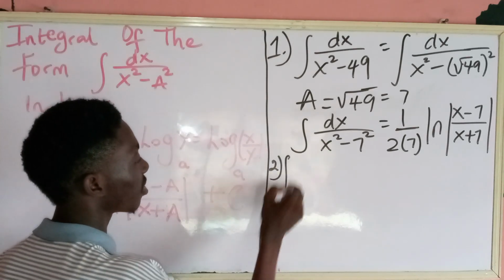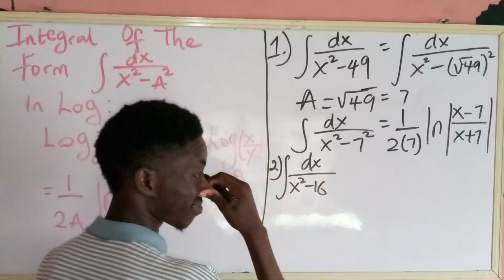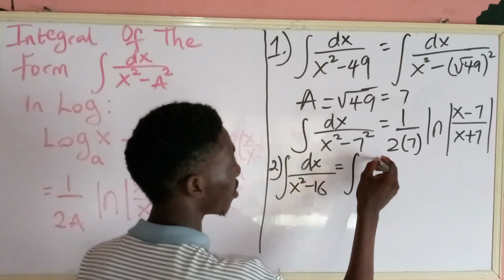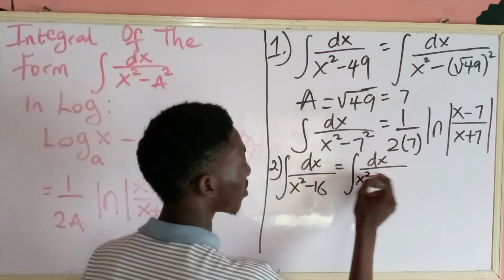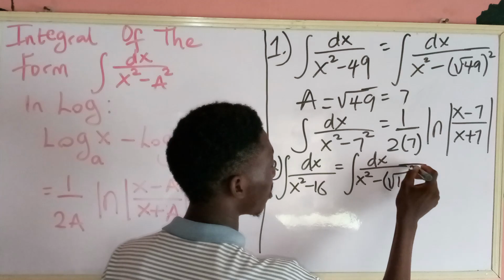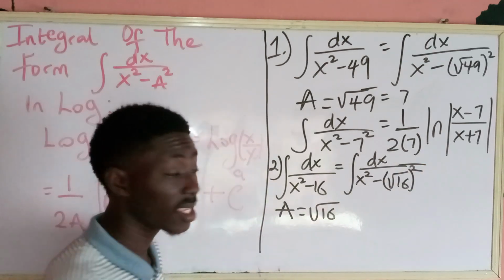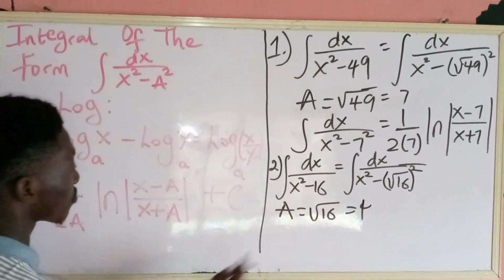Second question will be the integral of dx over x squared minus 16. And that becomes dx over x squared minus the square root of 16 squared. My a here in that case will be the square root of 16, and that is 4.